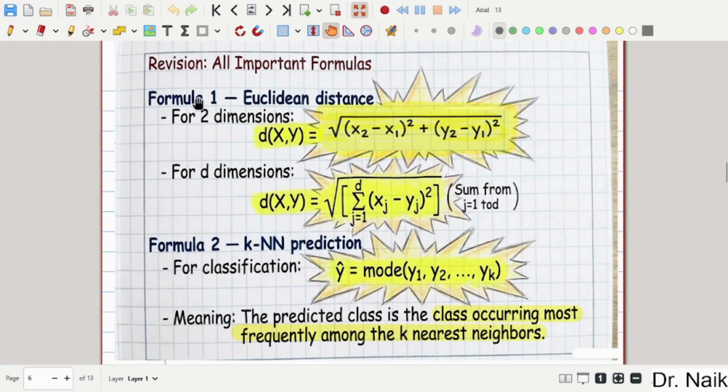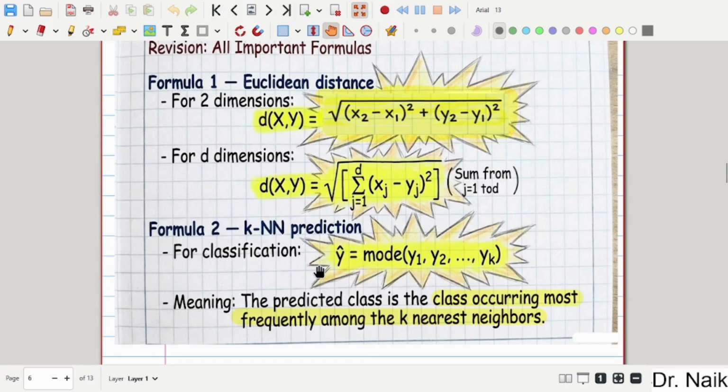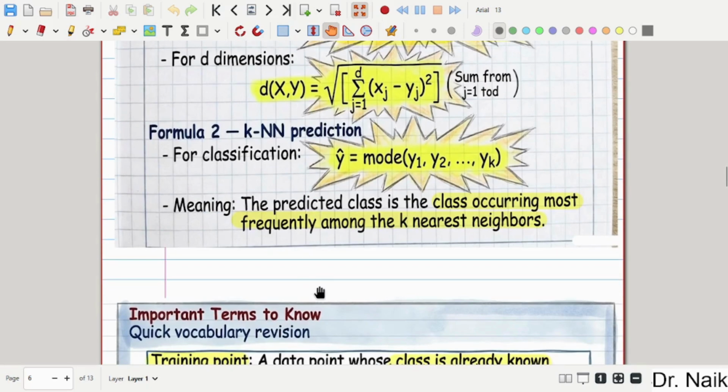So let's revise some important formulas. Euclidean distance is calculated by the formula square root of (x2 minus x1) square plus (y2 minus y1) square. And for classification we will use the formula of y hat is equal to mode of y1, y2, up to yk. That means predicted class is the class occurring most frequently among the k nearest neighbors. So mode means the number which has the more frequency.